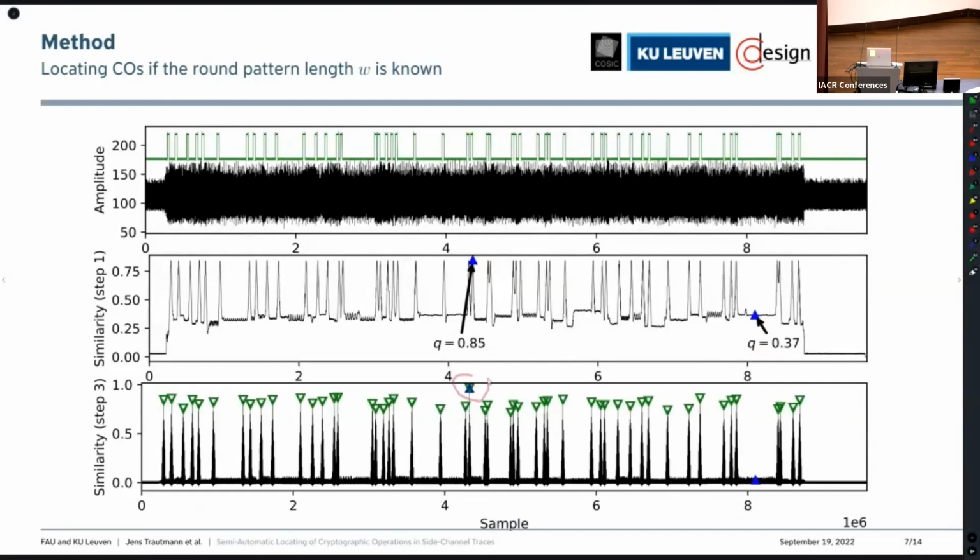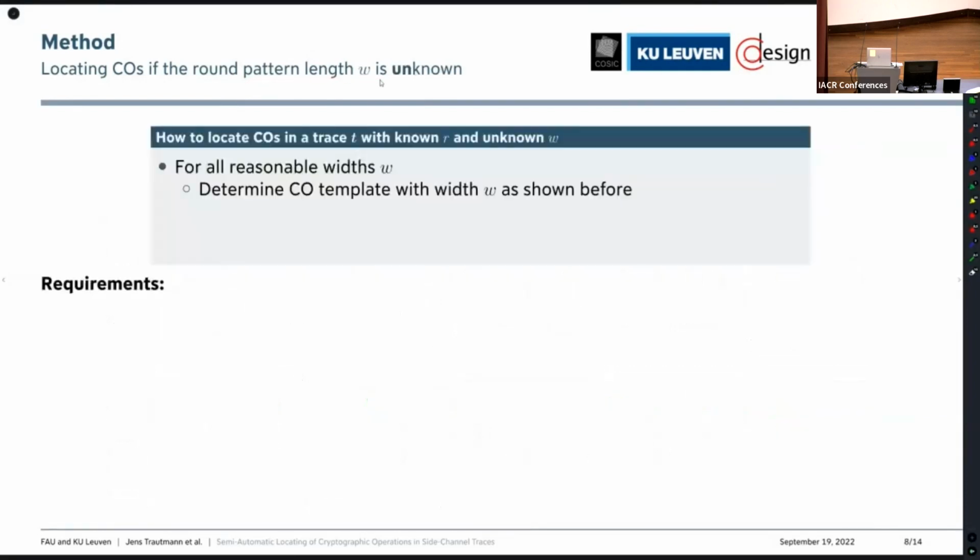So if we take this nice CO template and correlate it over the entire trace, we will find very distinct points here, which I mark with the green triangles, and those points are exactly the starting points of every single CO. But the problem here is that we supposedly know the round length pattern. But what if we don't?